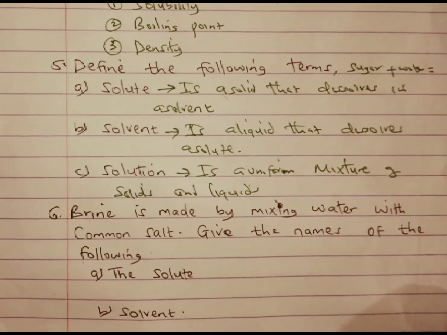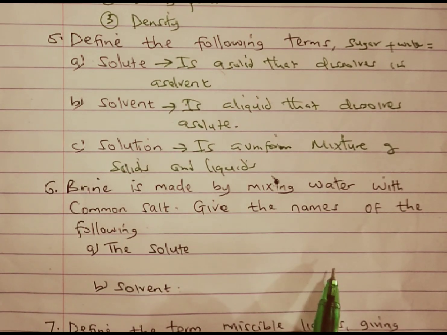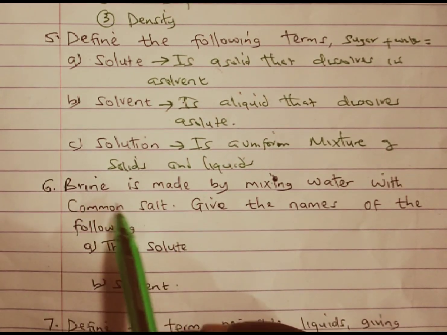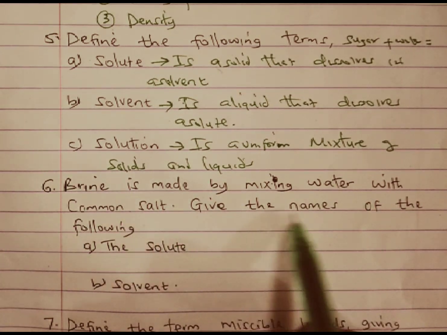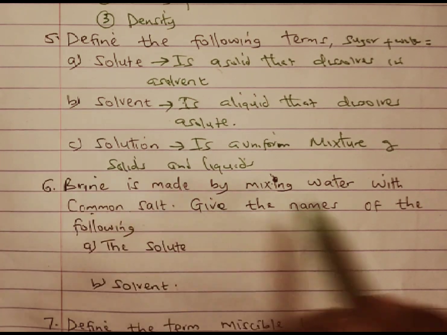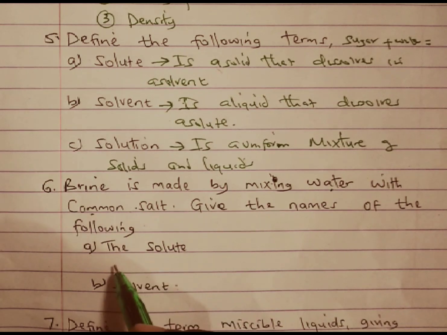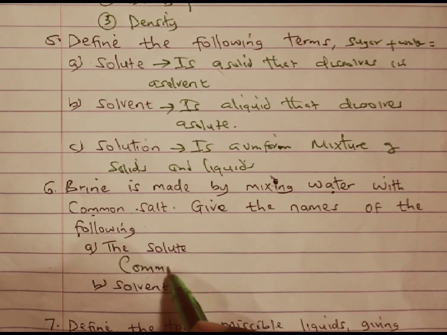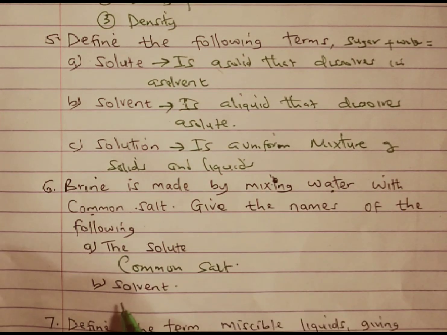We go to question number 7. And question number 6, sorry. Brine is made by mixing water with common salt. Give the names of the following. If you put common salt in water, it dissolves, and therefore common salt becomes our solute. And the solvent in this case is water.